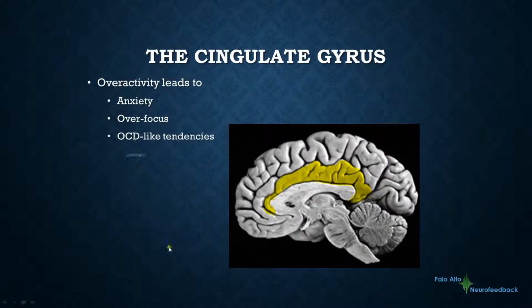The cingulate gyrus, so this is the front part of your brain here, the back part of your brain here, and this is the cerebellum and lower brain right here. So the cingulate gyrus spans from the front to the back of your brain. It's important for these different functions here. So overactivity of it can lead to anxiety, overfocus, OCD-like tendencies, and insomnia.